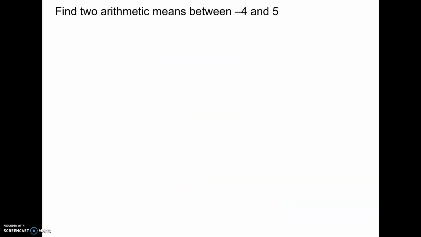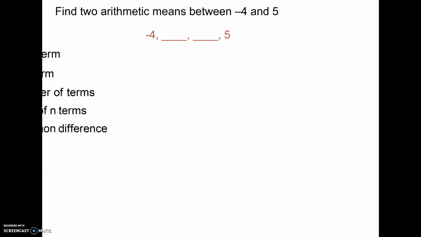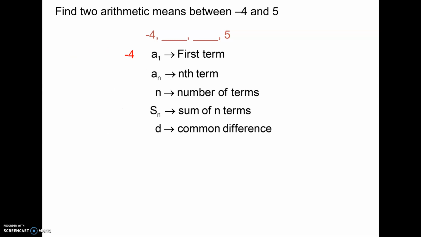Let's keep going. All right, when they say arithmetic means, what they're saying is they want the two terms that fall between -4 and 5. All right, so what do I have? Well, I have my first term, which is -4. And I also have my fifth term. This is A sub 5. Okay, well, how many terms do I have? I'm sorry, not A sub 5, A sub 4. I have 4 terms. Okay, I don't care about the sum. And the common difference, I don't really know that right now, but I'm going to find it.